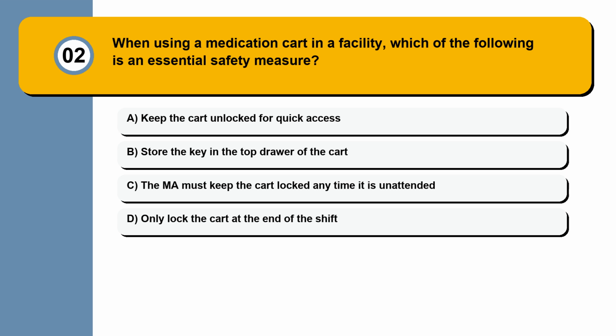Question 2. When using a medication cart in a facility, which of the following is an essential safety measure? Keep the cart unlocked for quick access. Store the key in the top drawer of the cart. The MA must keep the cart locked any time it is unattended. Only lock the cart at the end of the shift.